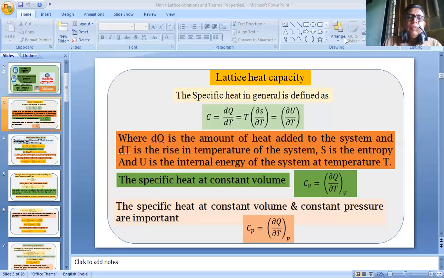So the specific heat at constant volume is denoted by Cv, which is equal to (dQ upon dT) at constant V. The specific heat at constant volume and constant pressure are important. Then the specific heat at constant pressure is (dQ upon dT) at constant P.